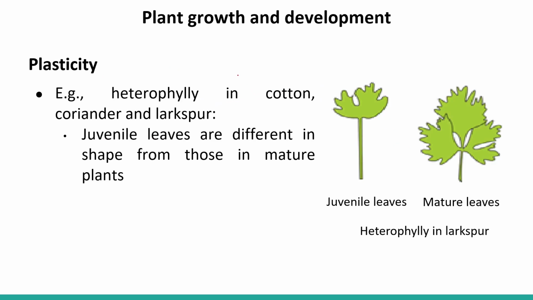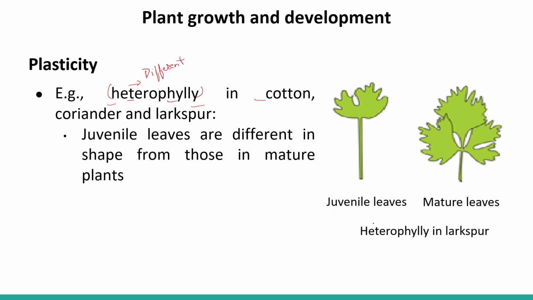One example of plasticity is seen in plants such as cotton, coriander, and larkspur. In these plants, two kinds of leaves are present, so heterophyly is seen. Hetero means different, so different kinds of leaves.